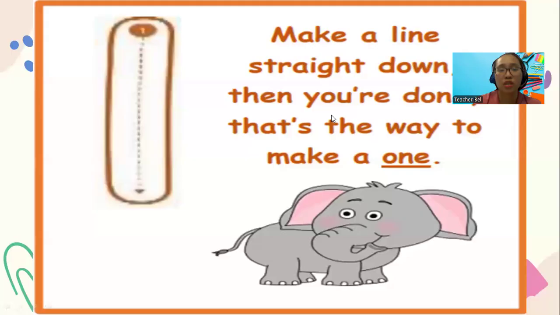After 0 is the number 1. Make a straight line down, and then you're done. That's the way to make 1. Again, make a straight line down, then you're done. That's the way to make number 1. And your number 1 has what letters? You can spell it out also in your work. O-N-E, number 1. Again, O-N-E, the word 1.